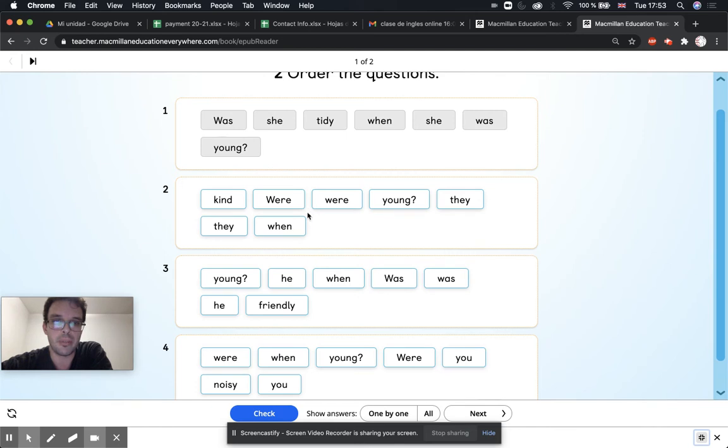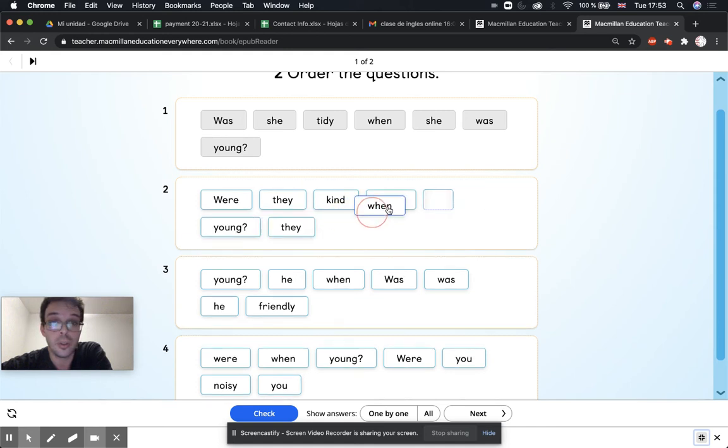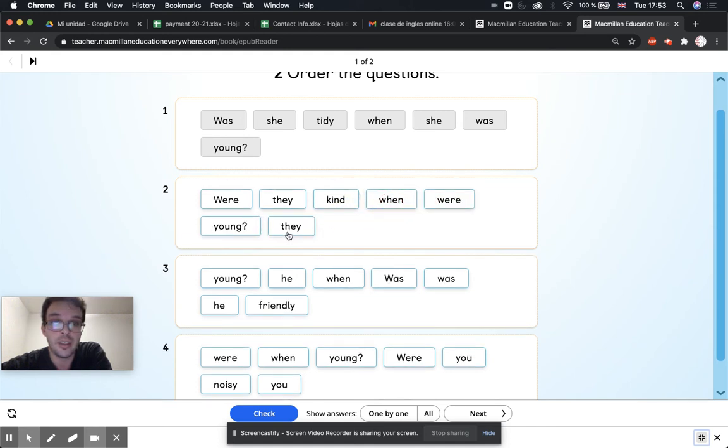Let's make question number 2. Now, the first word has a capital letter. So we'll say, were they kind when they were young? Were they kind when they were young?